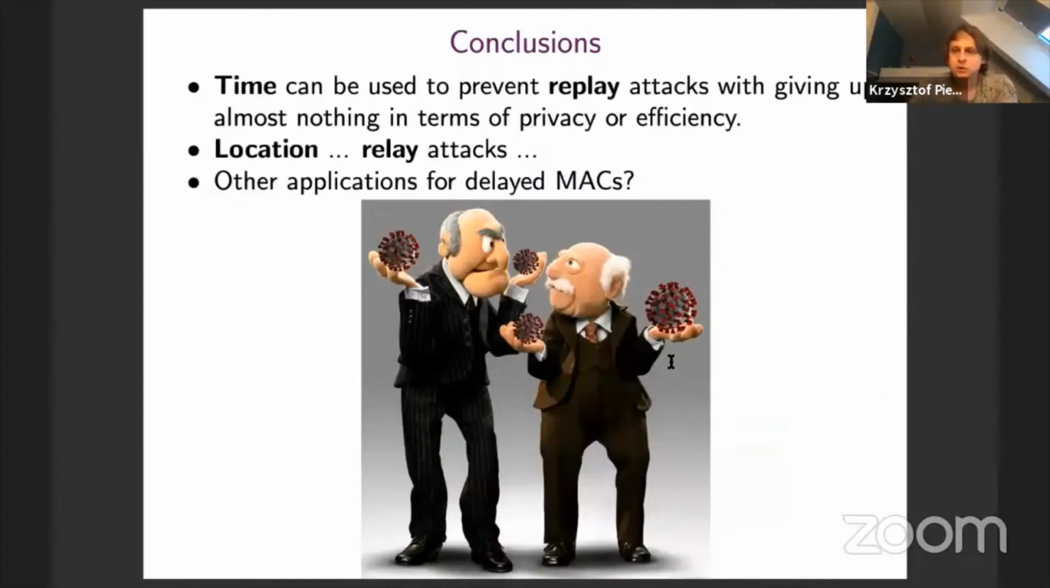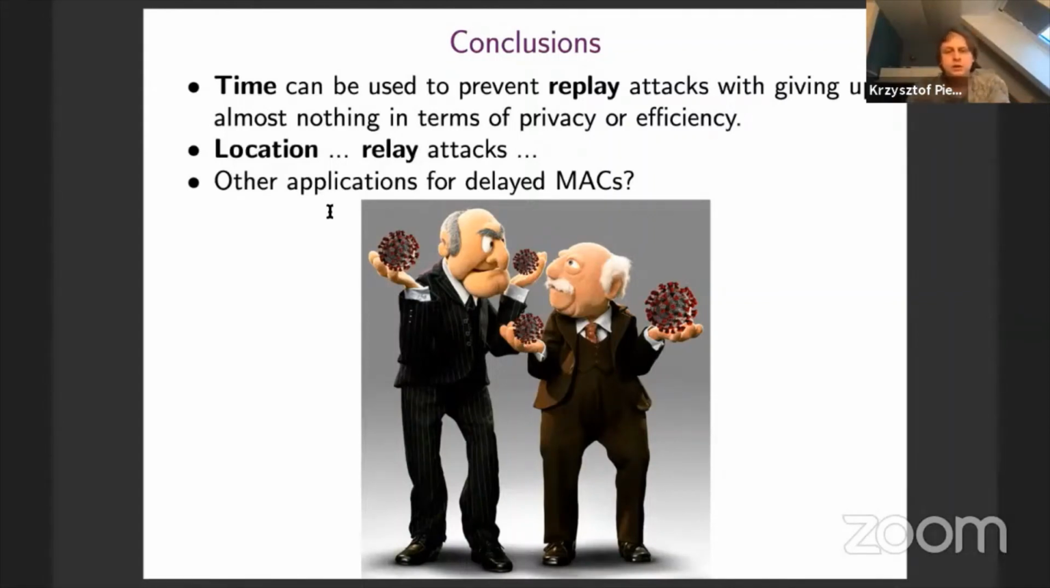Just maybe two takeaway conclusions. I think what I showed you is that time can be used to prevent these replay attacks without giving anything up in terms of privacy, or almost nothing in terms of privacy or efficiency. In the paper, I also discussed relay attacks. There, you don't authenticate the time, but some coarse location-dependent data, like a cell tower ID or coarse GPS coordinates, and you can also prevent these so-called relay attacks.